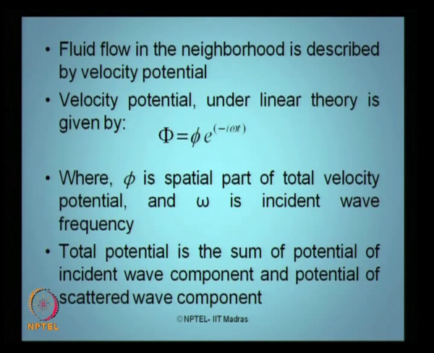The total potential which is now present in the flow field is a sum of the incident wave component, which you already know, and the potential of the scattered wave component. Both have to be added together to find the instantaneous potential in the flow field at that time.